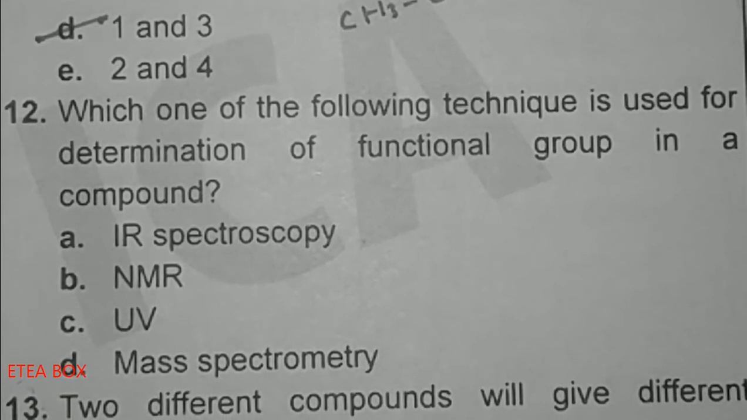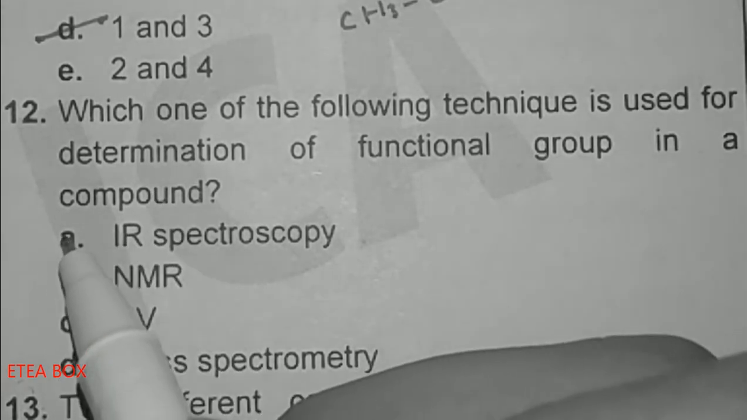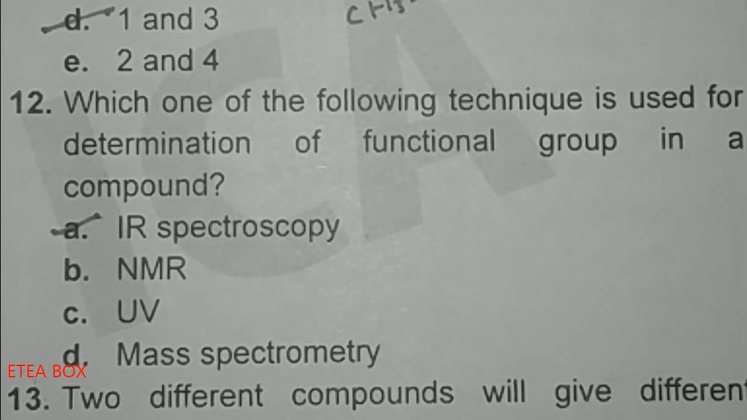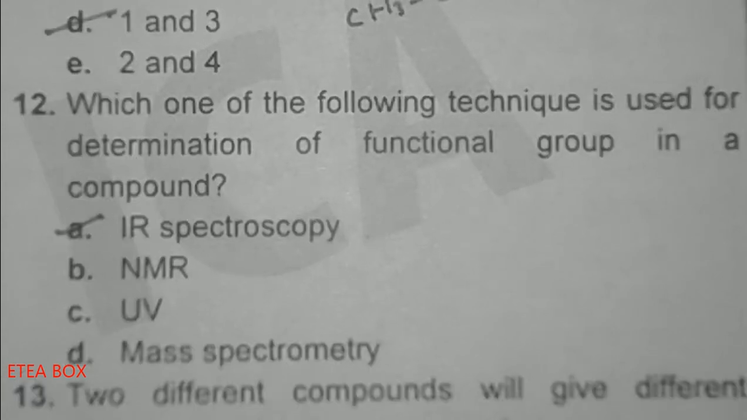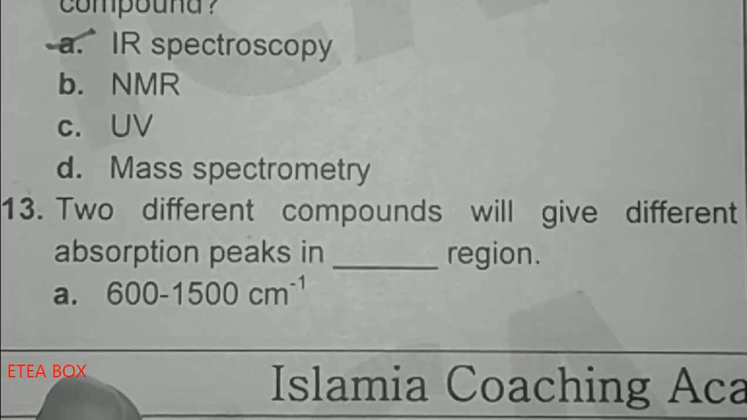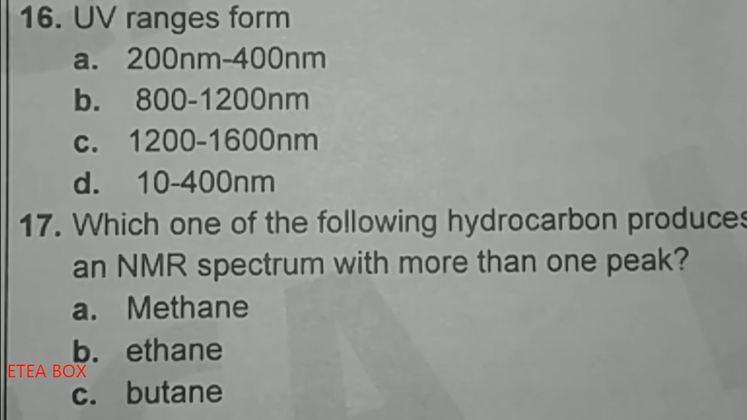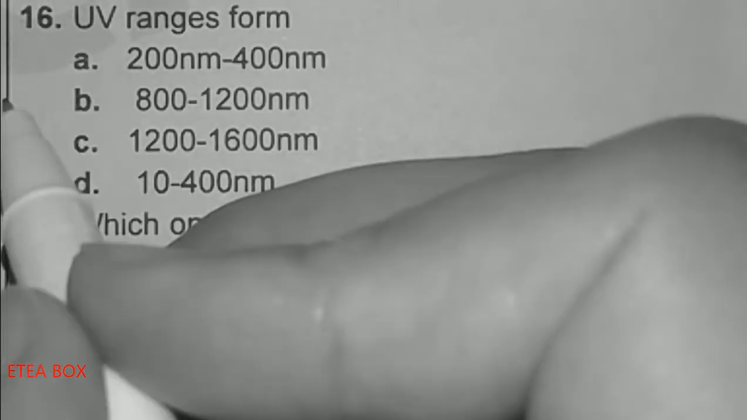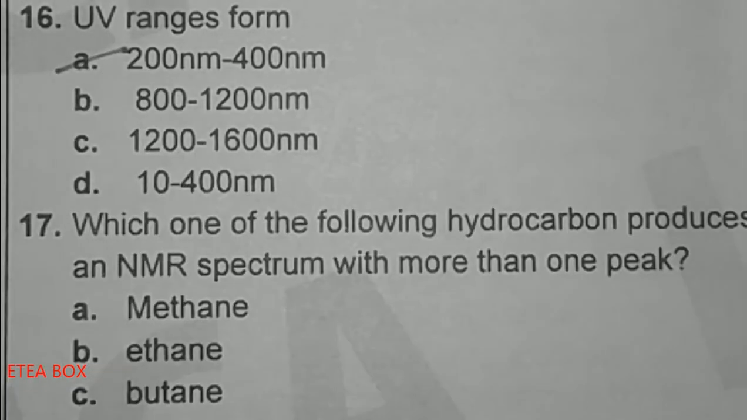Which of the following techniques is used for determination of functional group in a compound? For determination of functional group we use infrared spectroscopy, because there is a special region for functional group analysis. Two different compounds will give different absorption peaks in this region. Option A. Ultraviolet ranges from 200 nanometer to 400 nanometer.